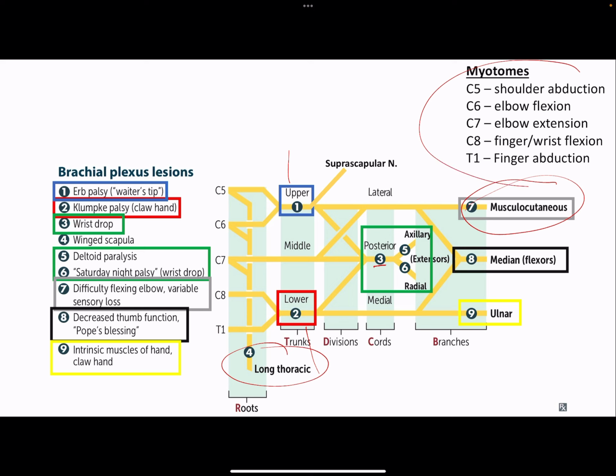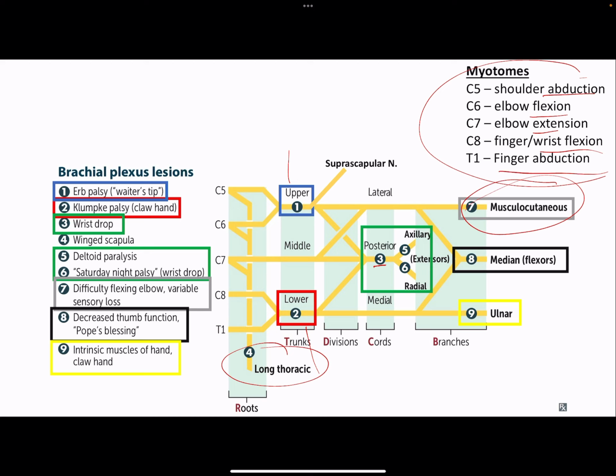And just remember your myotomes. C5, the test is mostly abduction. Is there more than just abduction? Yeah. And again, it's also very vague and imprecise, the myotome levels, but mostly the abduction is what we should think. Elbow flexion, elbow extension, finger wrist flexion, and T1 finger abduction.